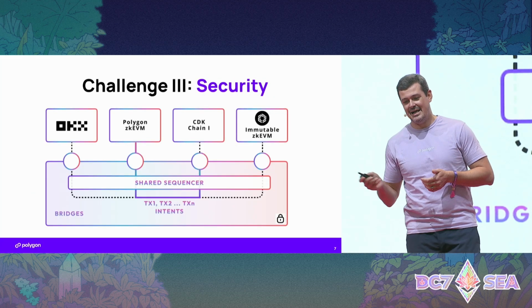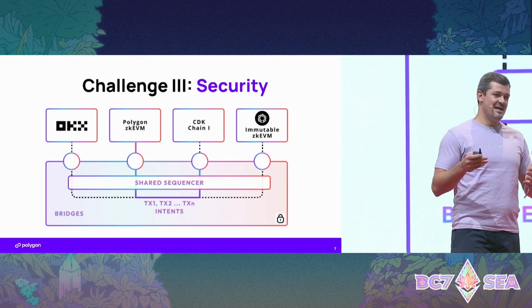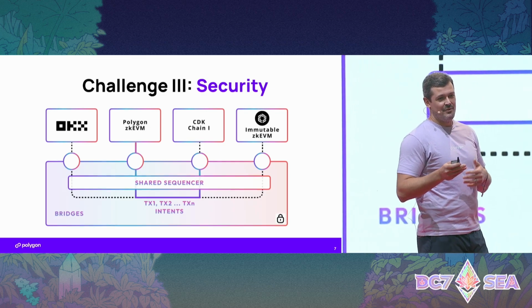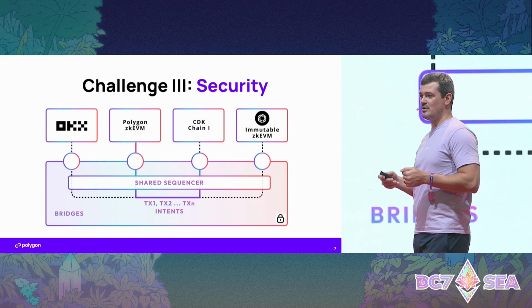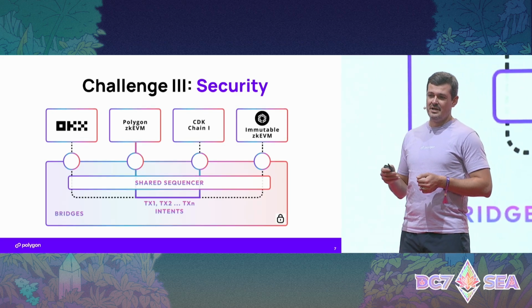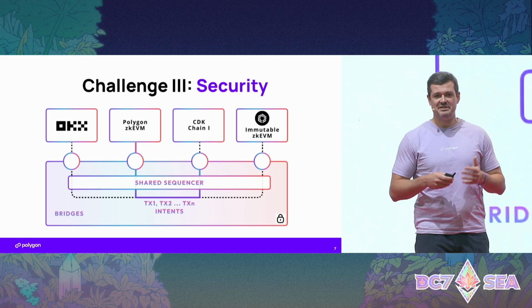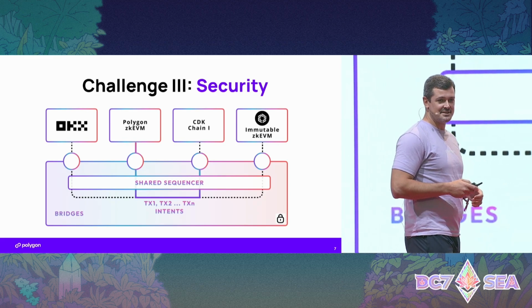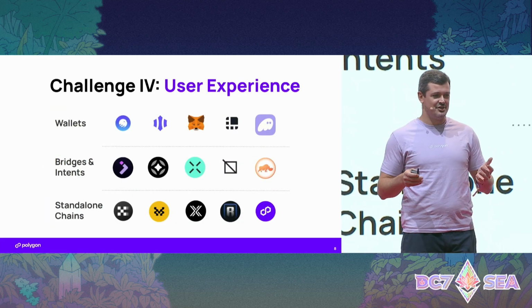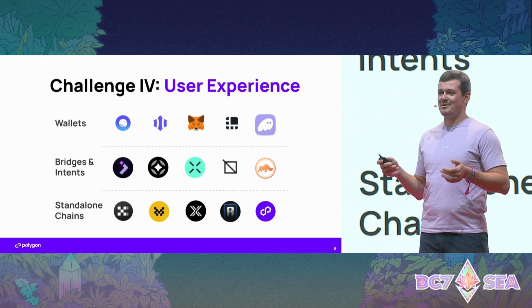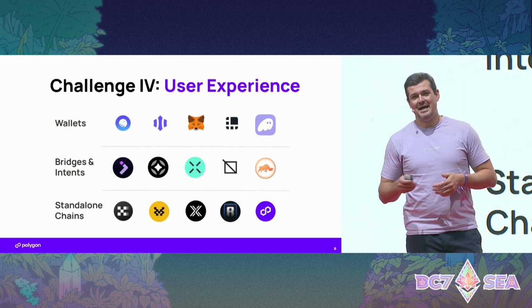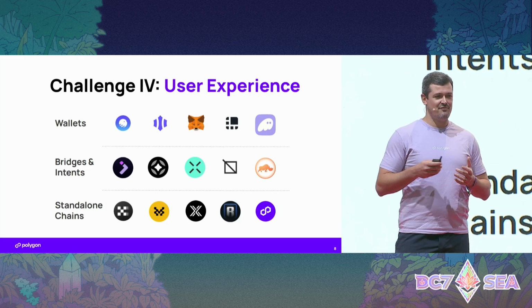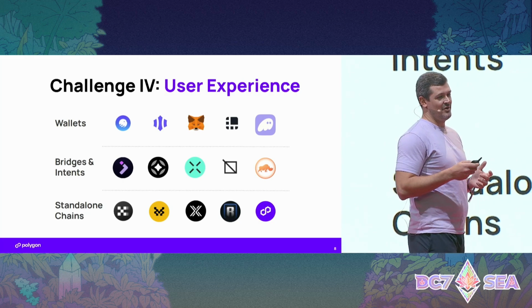Third one is security. Right now, when you look at many different networks and how they come together, we talk about concepts like shared sequencers and intents and bridges, and most of that is not actually very secure, even though it works decently in some cases. And lastly, the UX challenge. We've got a UX problem, whether it's across wallets, bridges and intents, chains. Basically what you get is this fragmented feeling across the board.